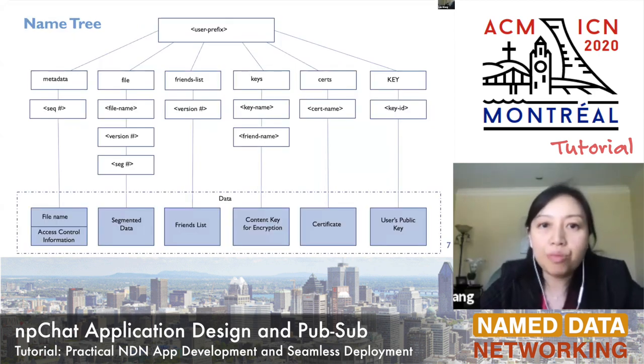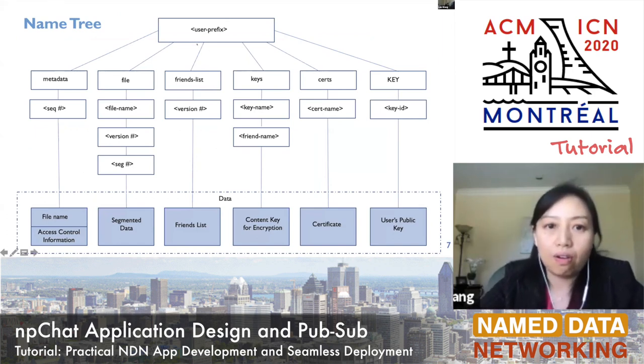Here is the name tree we have designed. As you can see, there are several branches used for publishing files or data.